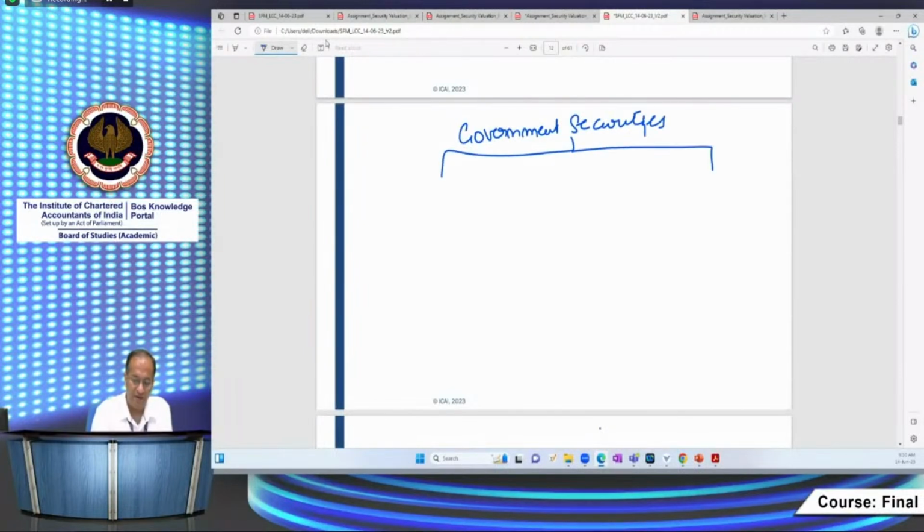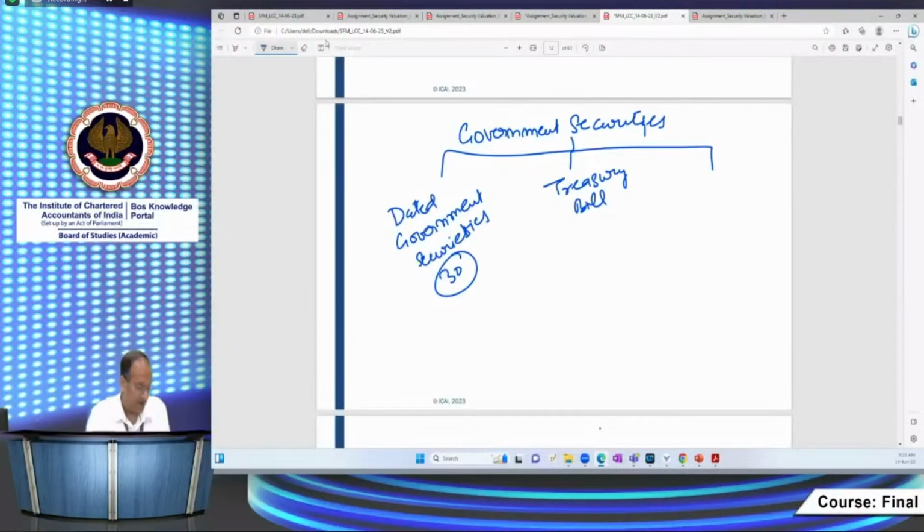we can say that they are divided into three categories. One is dated government securities. These are issued by the central government, and normally their period is about 30 years. Then there are treasury bills issued by the central government, and normally their period is 14 days, 91 days, and 182 days. Since these are issued by the central government, they are normally considered risk-free. That's why in most questions, when we have to consider the risk-free rate, normally the treasury bill rate of return is considered the risk-free rate.